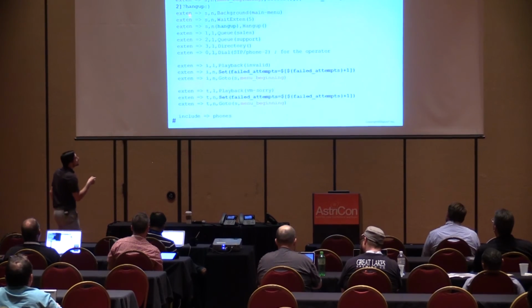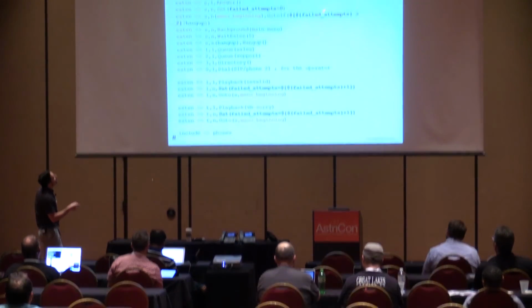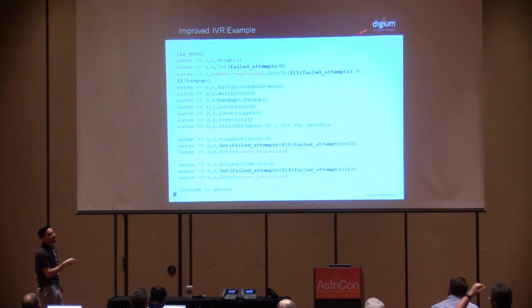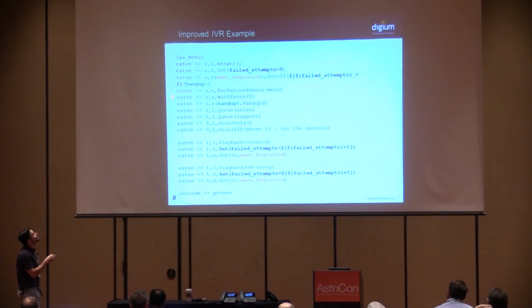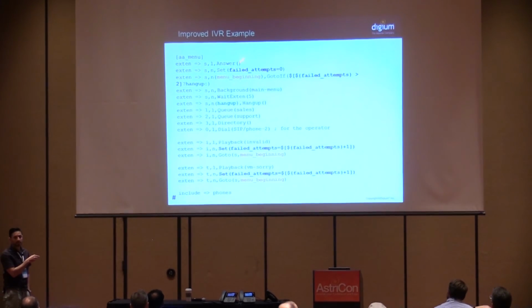Now, what happens when they make a mistake again, right? So fail attempts, eventually, it will be greater than 2. What happens when it's greater than 2? Well, it's going to a label named hangup, right? This is not actually hanging up the call, but it's going here, and this is hanging up the call, right?